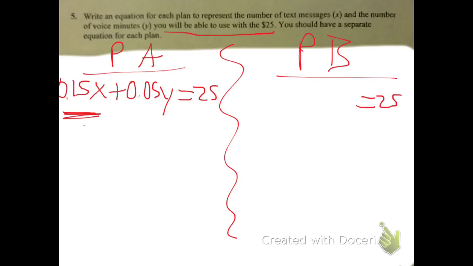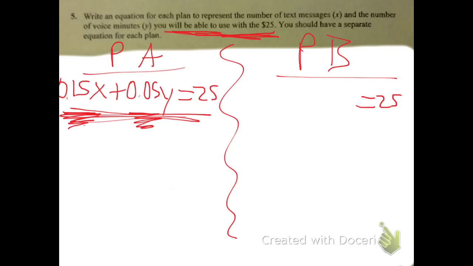So the x part is when you send x number of text messages, you take that number, x, and you times it by 0.15. Looking at the y part, when you talk for y minutes in a month, you take however many minutes that is, and you times it by 0.05. So here's our first equation. Whatever the total is, it has to be able to reach 25, and that exactly, because it's asking what we'll be able to use with 25. And that's it. We're done. We don't have to write anything else.